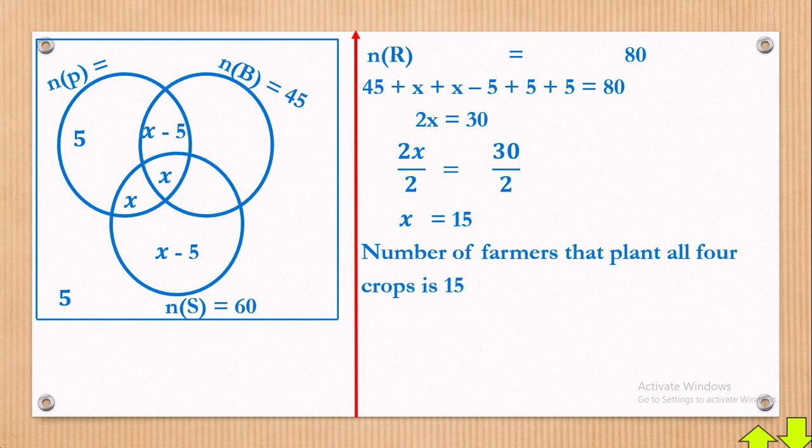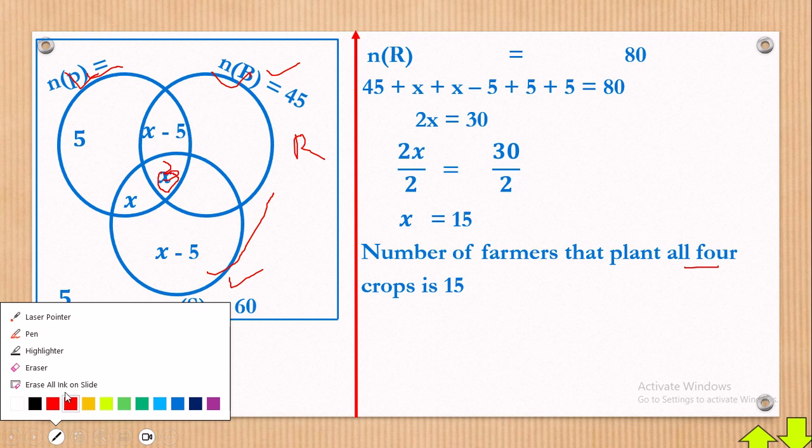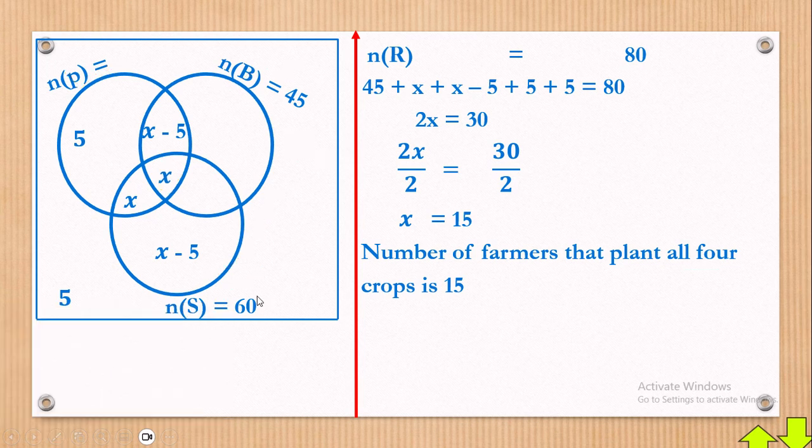Now, one would even ask, why are we saying all the 4 crops? It's because the x is for this part, which, as you know very well, has three crops. Which 3 crops? Peas, beans, and sugarcane. But remember, every farmer here grows rice. So when you count the peas, beans, and sugarcane plus the rice, it makes 4 crops. And that answers part element number 1.